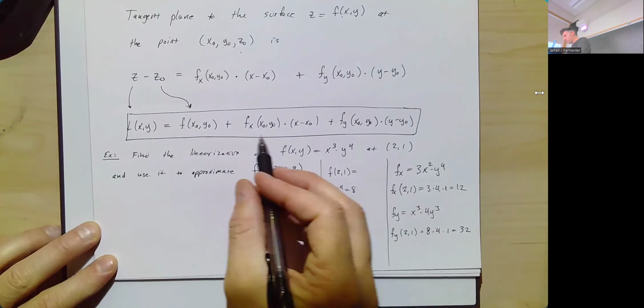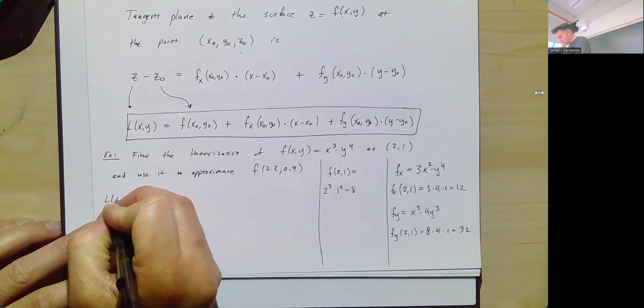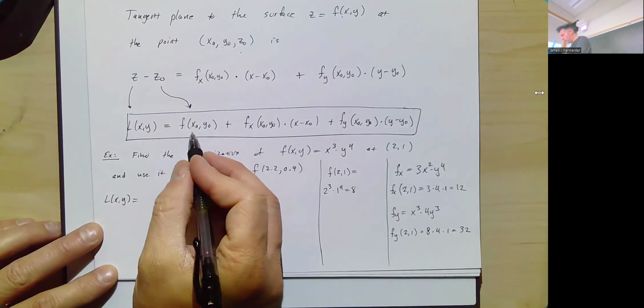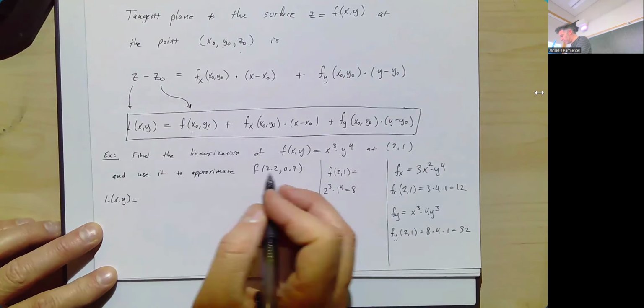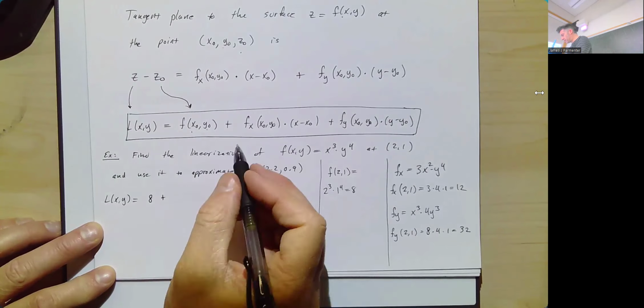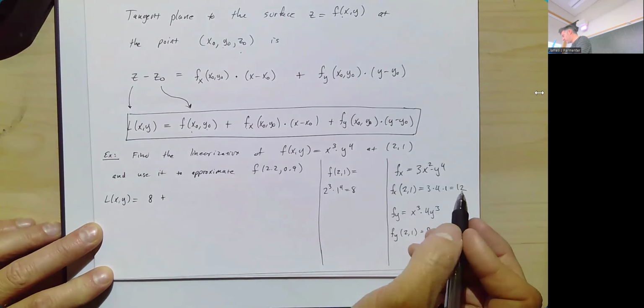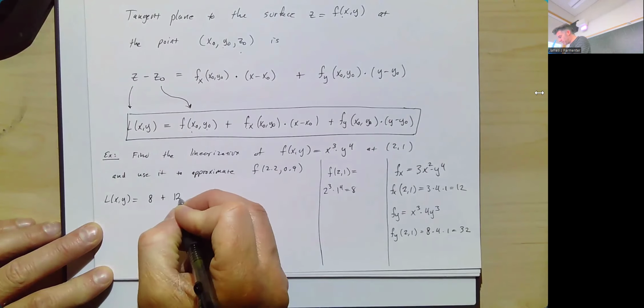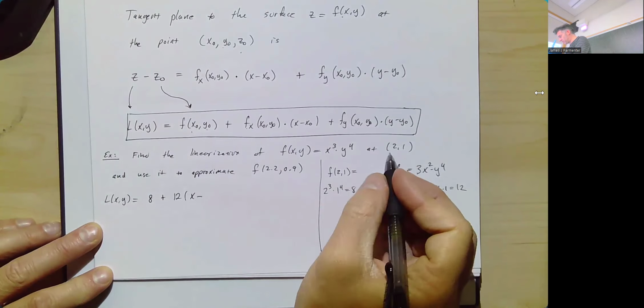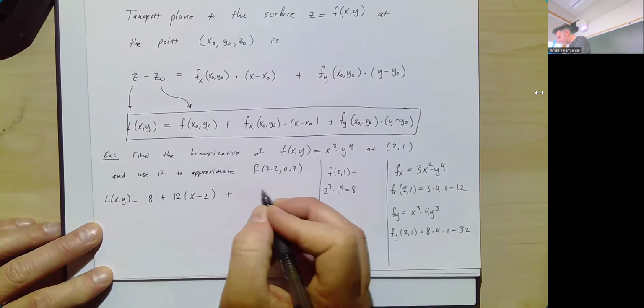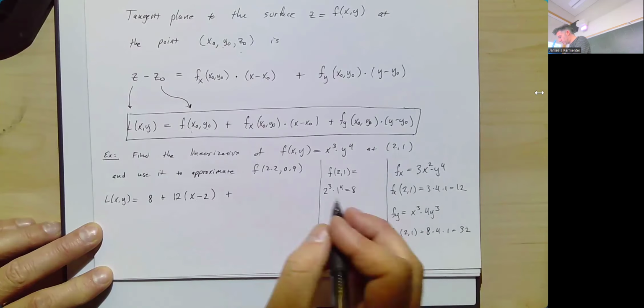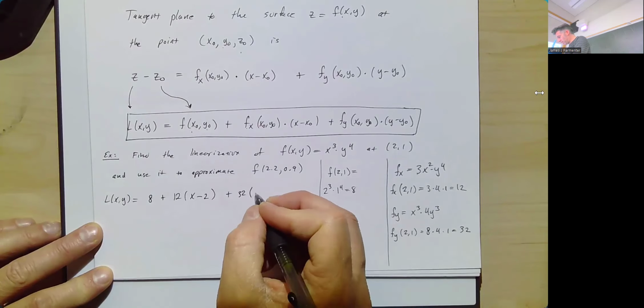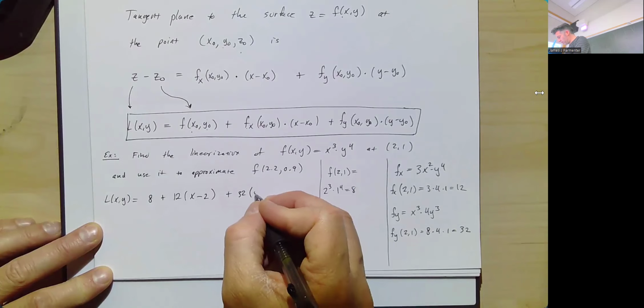So let's use this linearization formula. L of x,y is going to equal f of x naught, y naught, which we just found to be 8, plus fx at x naught, y naught, which we found to be 12, times x minus the x value, which is 2, plus fy at (2, 1), which is 32, times y minus the y value, which is y minus 1.